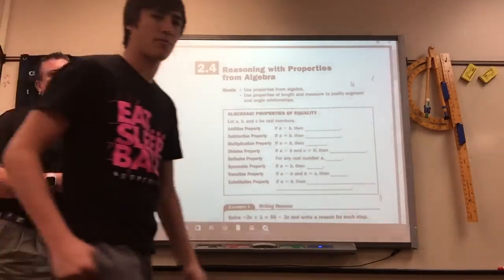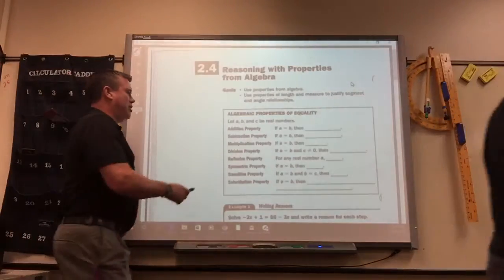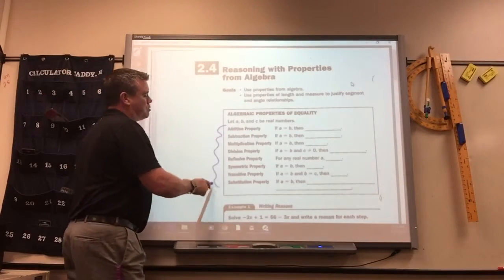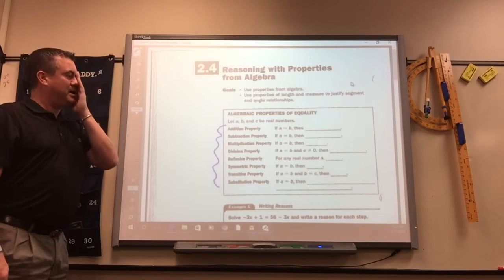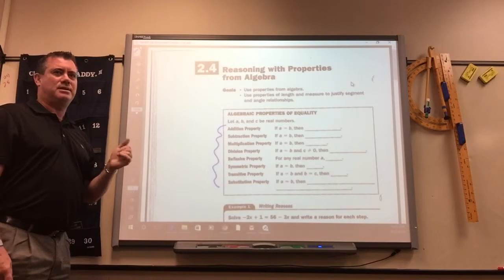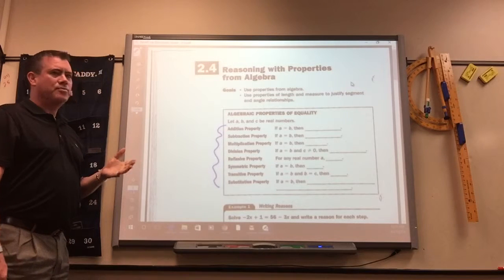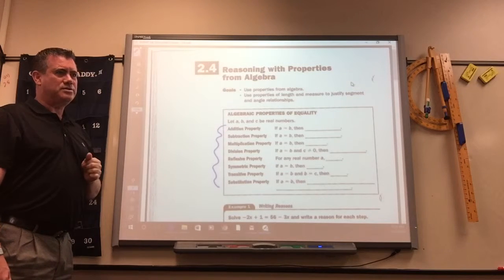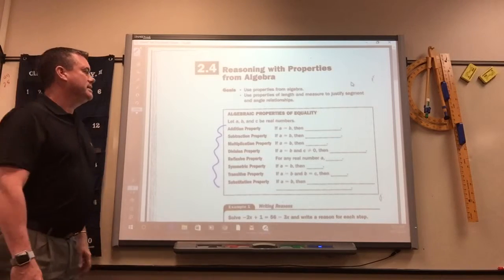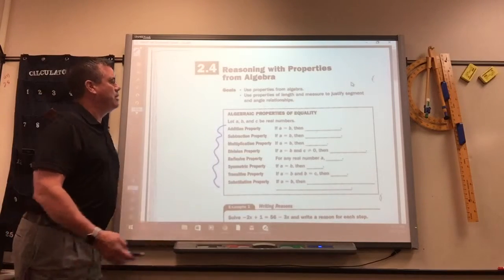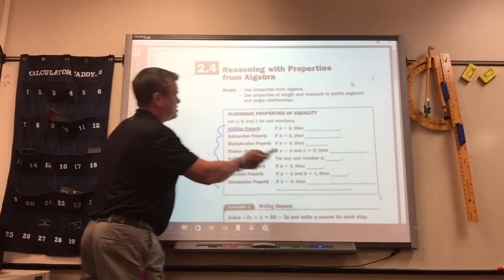Okay, algebraic properties. These are used again when we do proofs. So today it's going to be kind of like a practice. You kind of did this back in 7th grade, solving equations. And this is going to be like an intro to doing proofs. So this is all review for you. The addition property is just this.